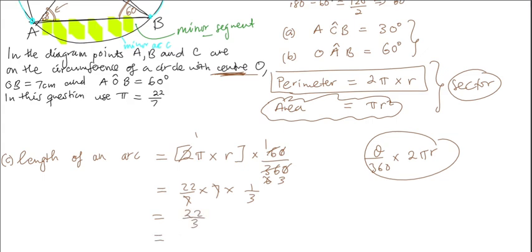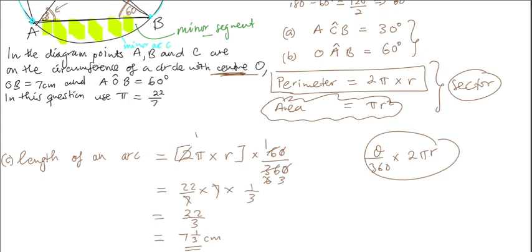Then what will this give us? Since it's paper 1, we don't have a calculator, we can just leave it as a mixed number. So 3 into 22 is 7, remainder 1, so 7 and 1 over 3. This is the length of the arc. If you change it into a decimal, it will give you 7.33333 recurring. So this is how you find the length of an arc.